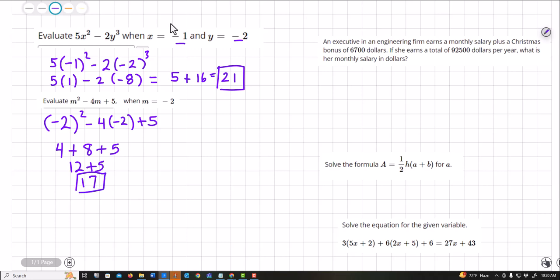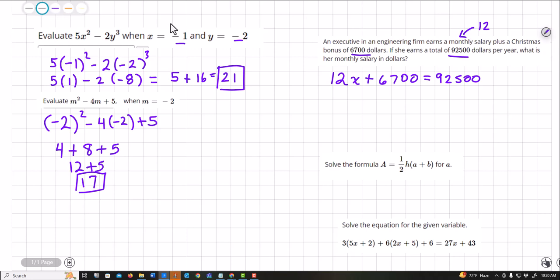All right, here it says an executive in an engineering firm earns a monthly salary. So monthly, there's 12 months in a year, plus a Christmas bonus of 6,700. I couldn't think of how to say that. If she earns a total of 92,500, that's kind of nice. What is her monthly salary? So it's 12. And we don't know what the monthly salary is, so that's X. They get a bonus of the 6,700 and then 92,500.